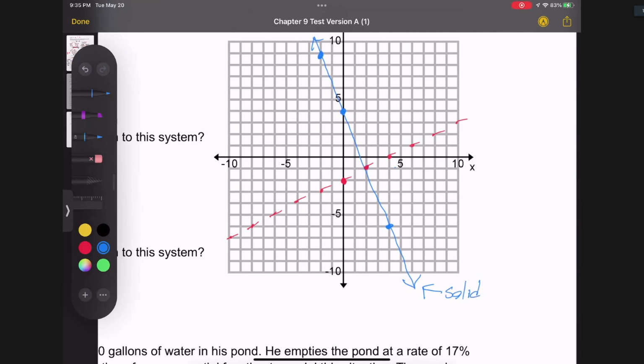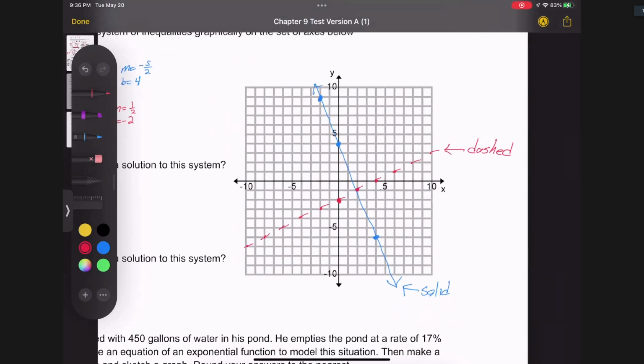And again, you can always say solid. And this is dashed. If you say this, I'll be very happy. And your future teachers will be very happy because you're going to be dealing with system of inequalities in general in IM3. So trust me, your teacher will be very happy. Okay.